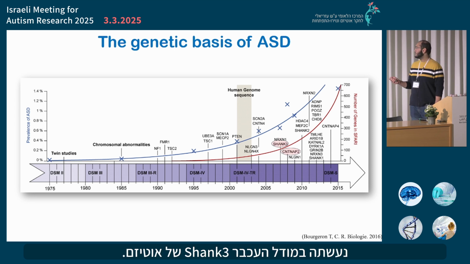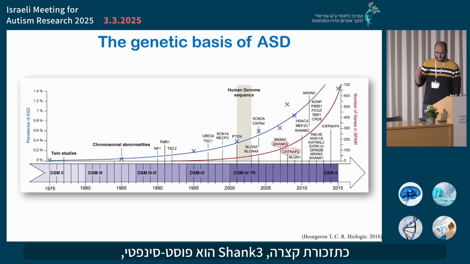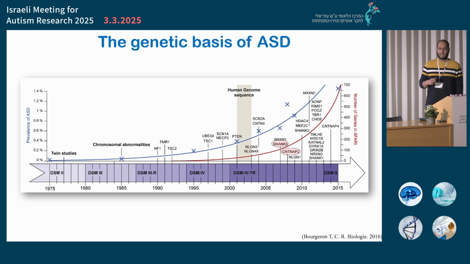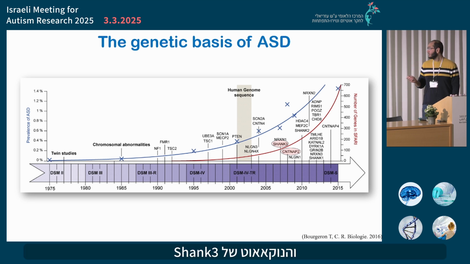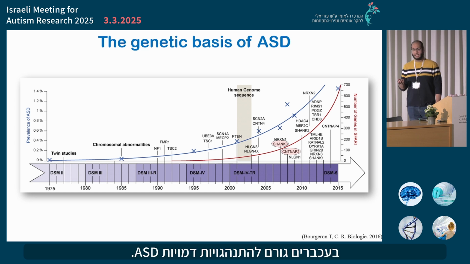This work was done in the Shank3 mouse model of autism. As a brief reminder, Shank3 is a postsynaptic scaffolding protein in the glutamatergic synapses, and the knockout of Shank3 in mice induces ASD-like behaviors.